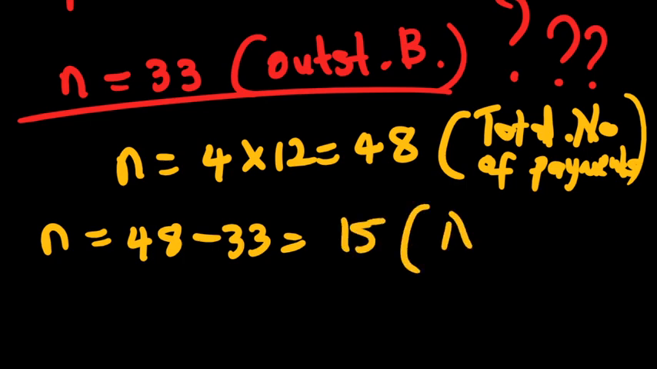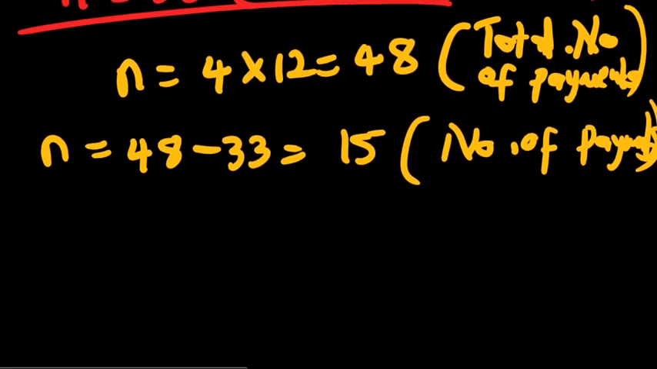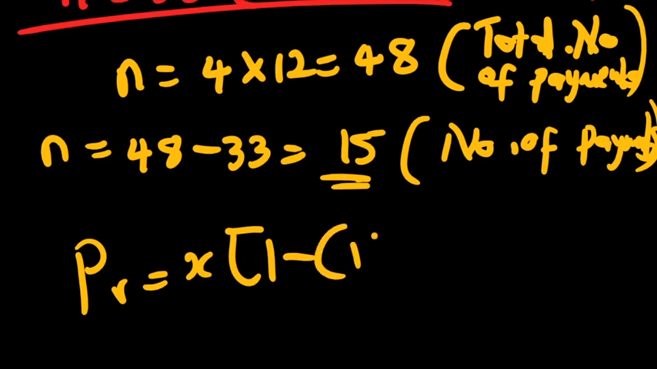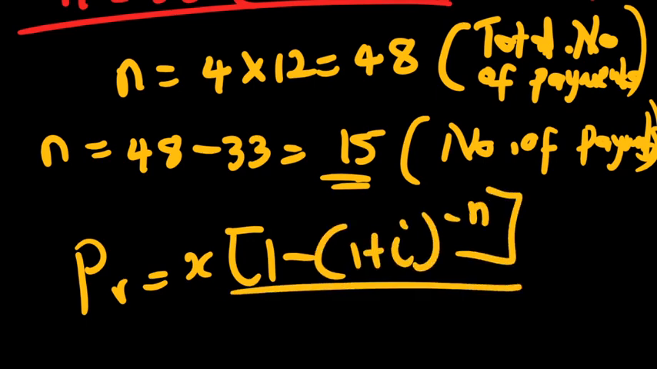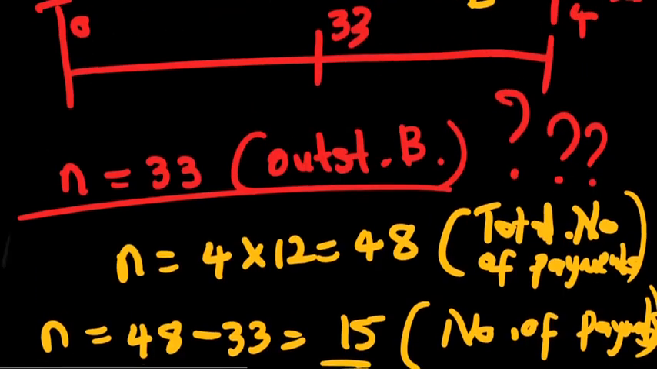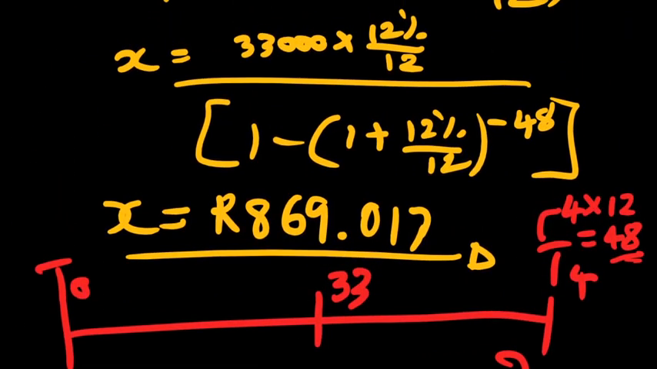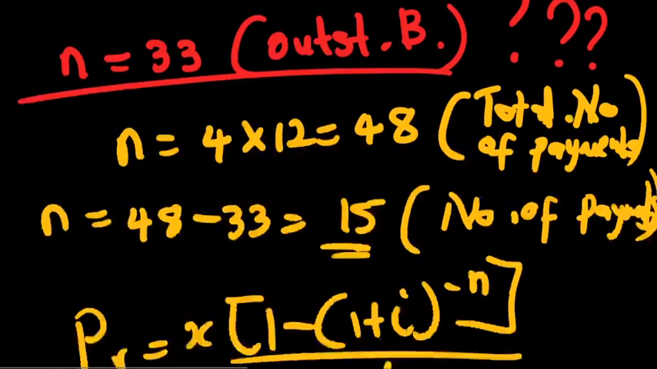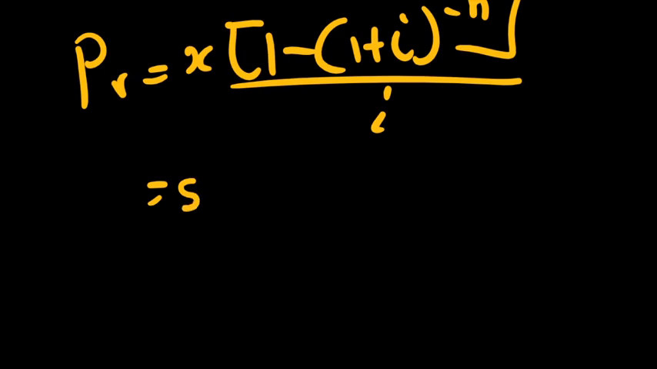So you're just going to use this number of payments. To be able to identify how much is the outstanding balance after 33 payments, you're going to use this 15, right? So you're just going to say PV is equal to x into 1 minus (1 plus i) to the power of minus n, all over i, right? And what is the monthly payment that we calculated? It's 869 rand 0.17, right?